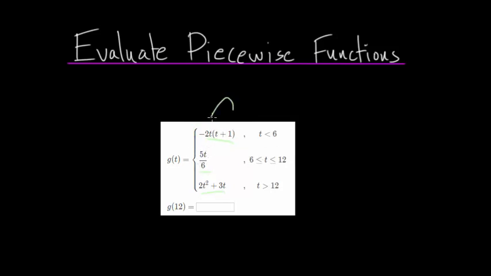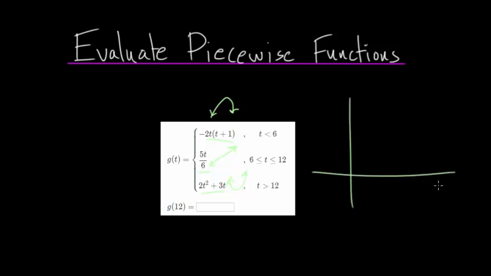This one right here, this is a quadratic. So it looks something like that. It's a parabola. This is a line with slope 5/6. So that one's going to look something like that. And then once you get here, it again is a parabola, but now it's an upward facing parabola, anywhere that t is bigger than 12.